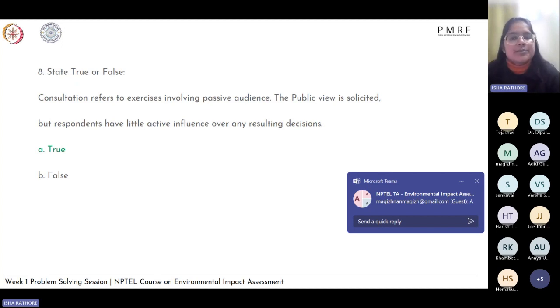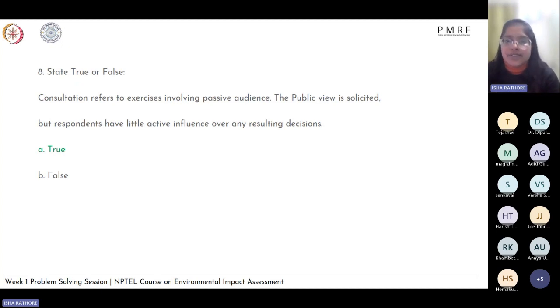So in consultation, people are involved, but their opinions are taken at a very surface level, and it does not lead to a very active influence on the decisions which are being made. So other types of techniques are used to have a more active voice of the public in the decision making process. We will discuss all the pros and cons of the different methods which are being used, but consultation is a very passive role being given to the public. Okay, so this is a true statement.